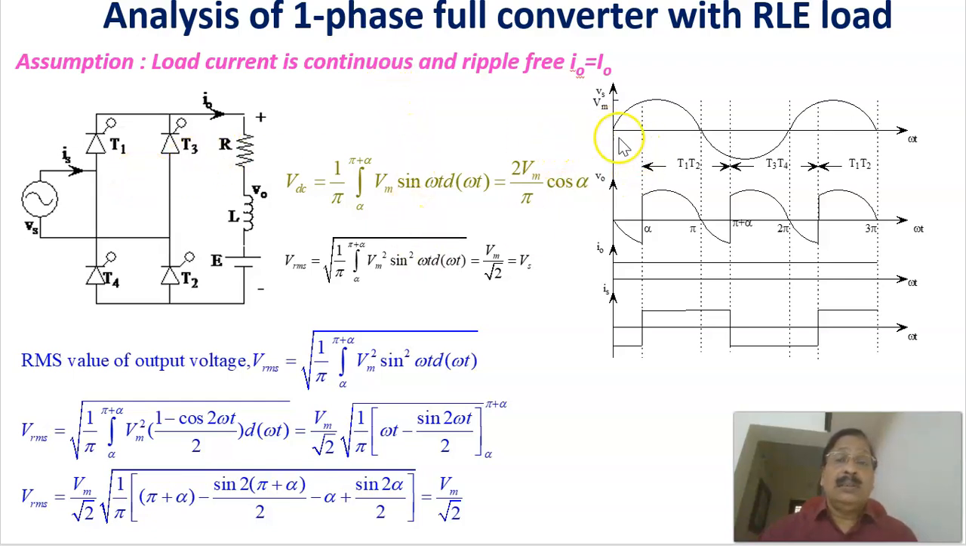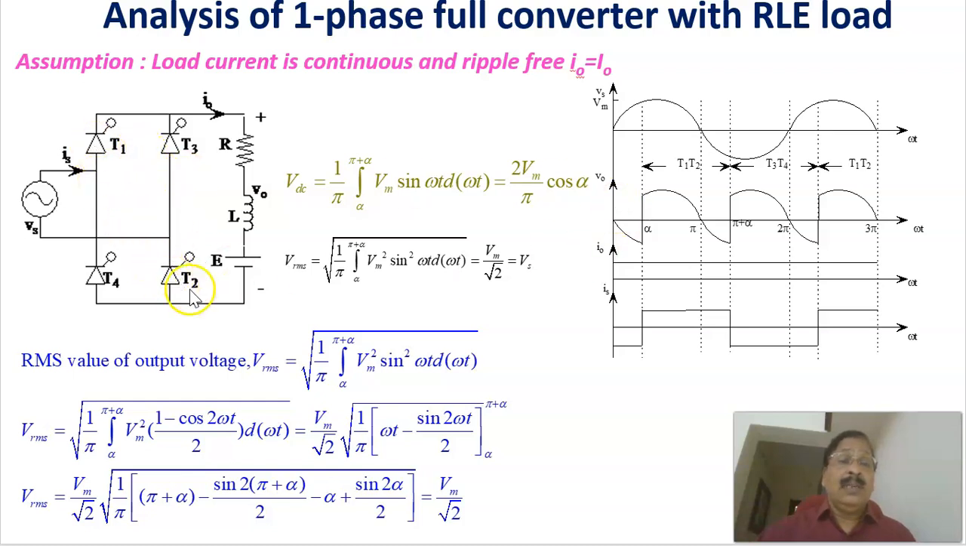Now coming to the waveform, this is the input voltage to this single phase full converter, a sinusoidal voltage. From 0 to pi radians, during the positive half cycle of the input, the thyristors T1 and T2 are forward biased. When this point is positive with respect to this point, T1 and T2 are getting forward biased. Therefore, during that period, you can trigger T1 and T2.